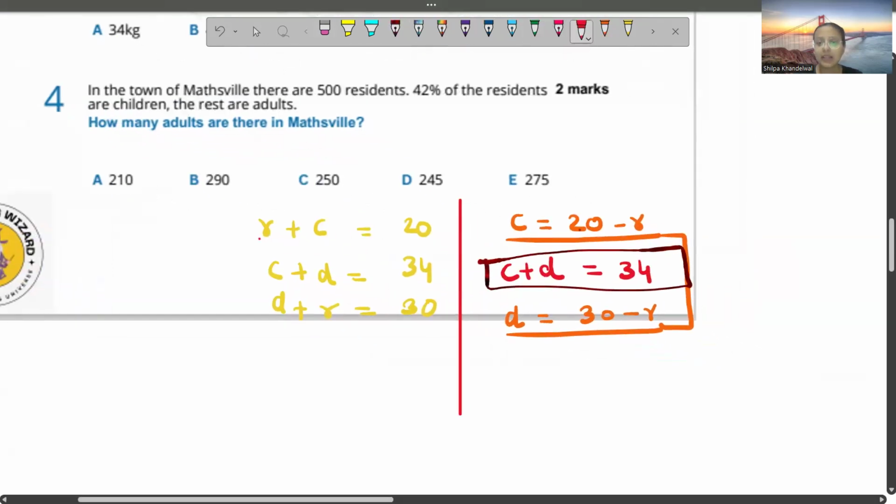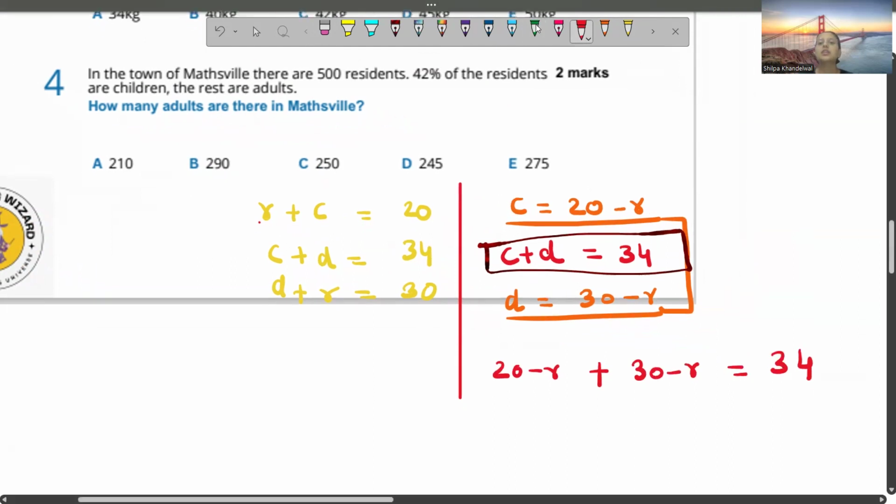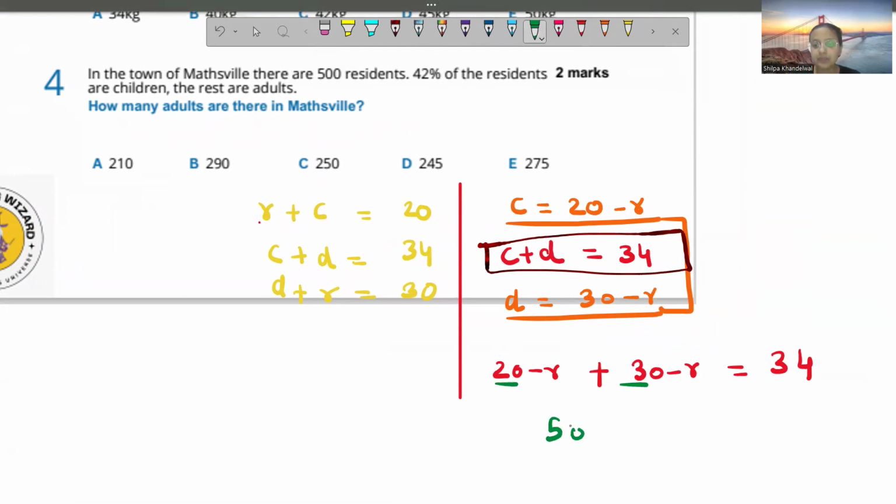So now what will happen, at the place of C, I will write 20 minus R, add, at the place of D, I'm going to write 30 minus R equals 34. Now you can see that it's basically a like term equation, so we can solve it. Now 20 plus 30 is 50. Minus R makes minus 2R equals 34.